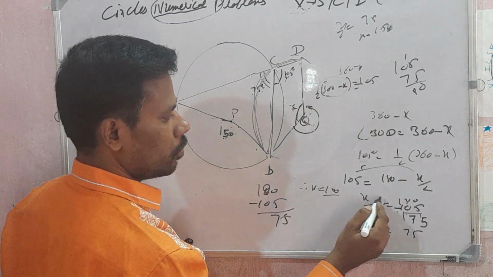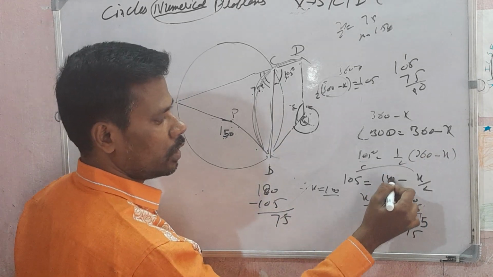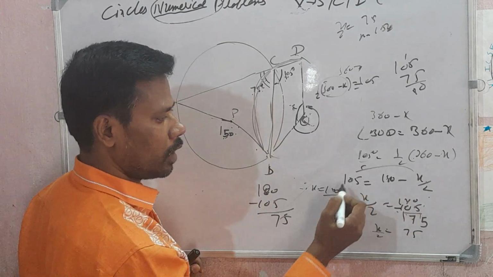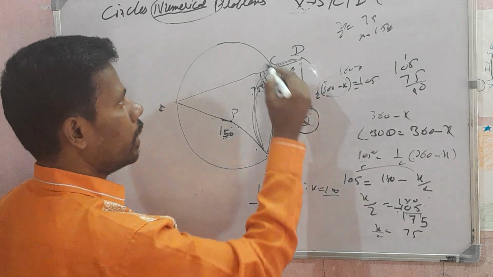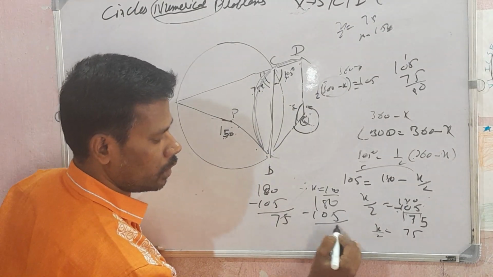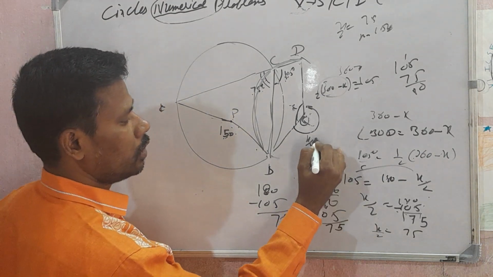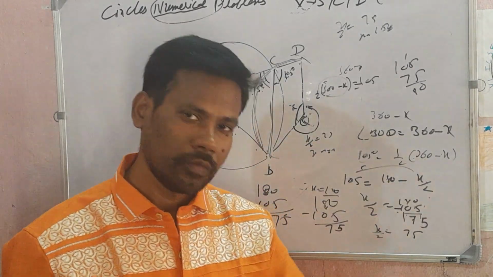So I calculate this X value. Half of 360 minus X is 180 minus X by 2. 180 minus 105 is 75 degrees. So X by 2 is 75, and the X value is 150. So that's it.